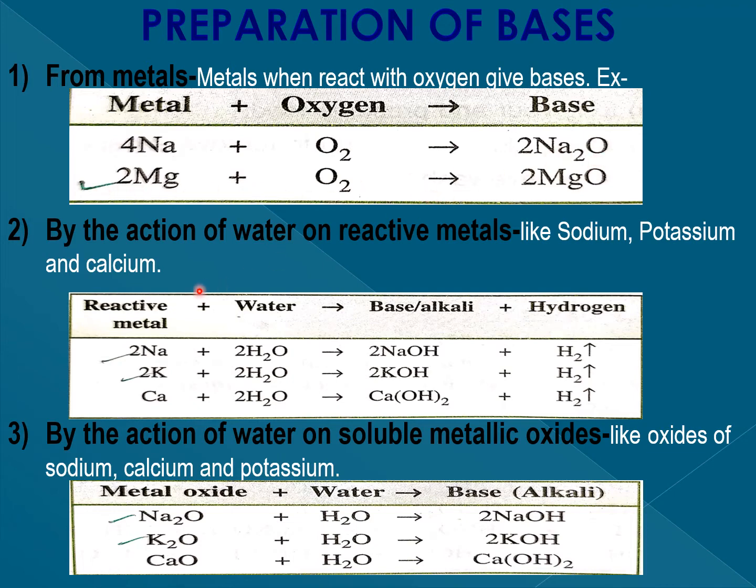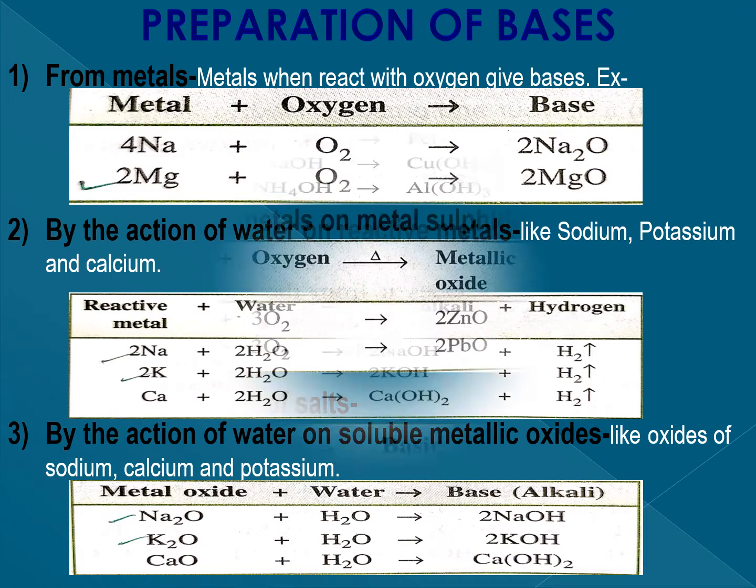When water is added to highly reactive metals like sodium, potassium and calcium, they form the respective hydroxides. Again, when water is added to soluble metallic oxides like sodium oxide, potassium oxide and calcium oxide, they form alkalis like sodium hydroxide, potassium hydroxide and calcium hydroxide. These are all called bases which are prepared from metals.